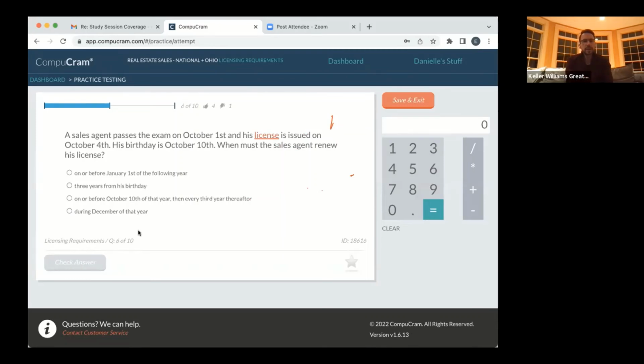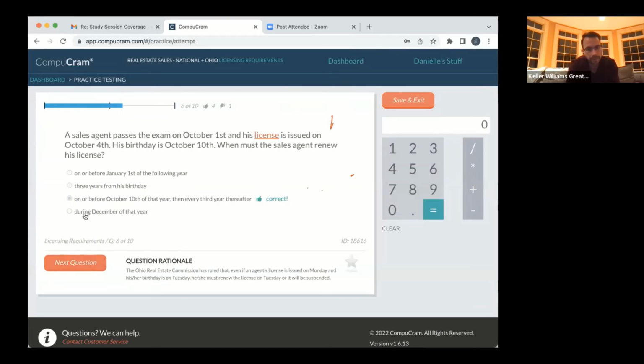A sales agent passes an exam on October 1st and his license is issued on October 4th. His birthday is on October 10th. When must the sales agent renew his license? A, on or before January 1st of the following year. B, 3 years from his birthday. C, on or before October 10th of that year, then every third year thereafter. Or D, during December. C is correct. Make sure that you are renewing them on or before your birthday, your first year.